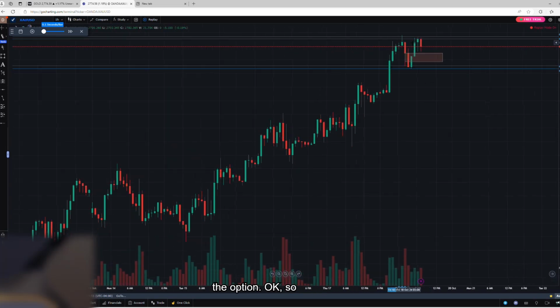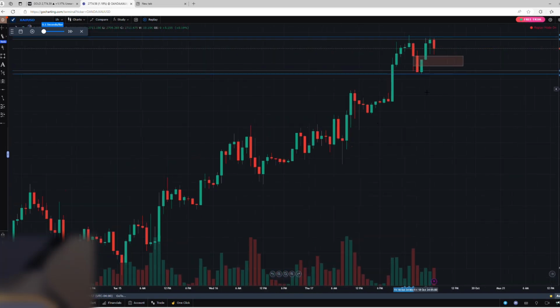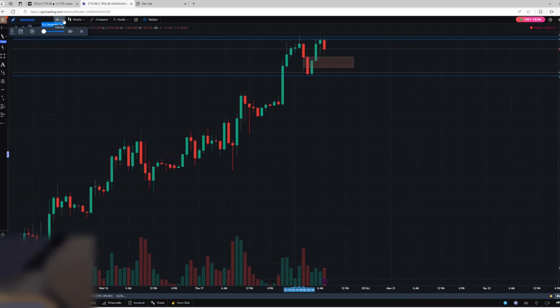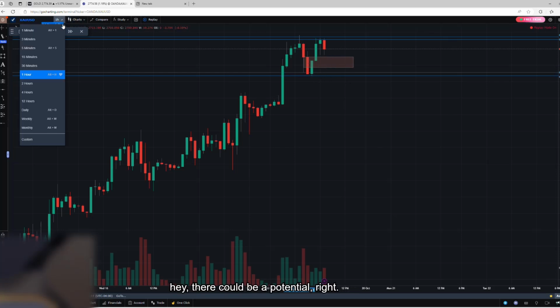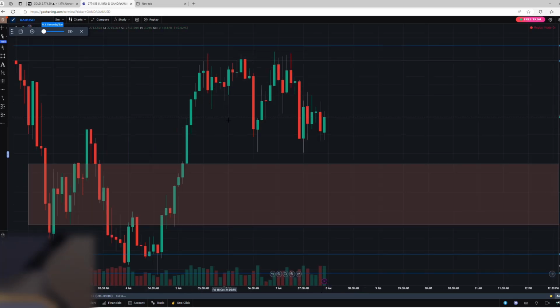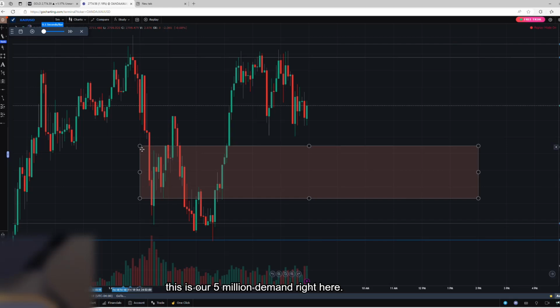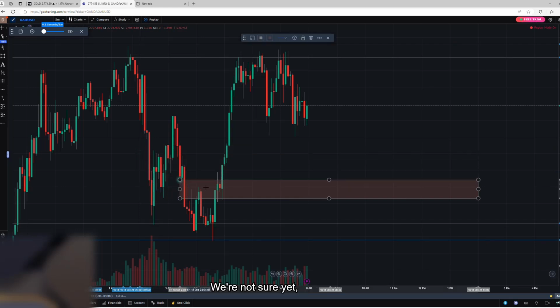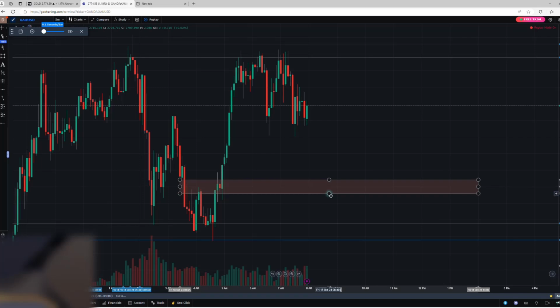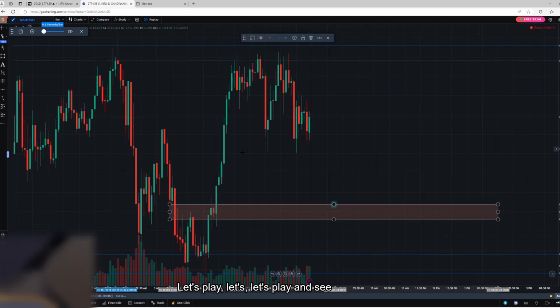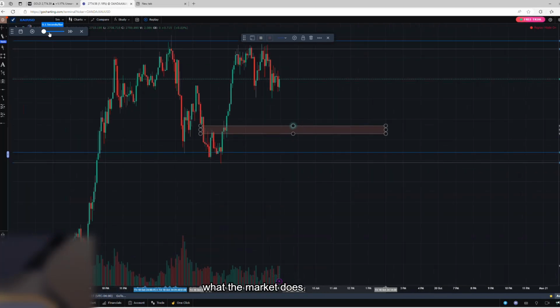Also, when we look here, we see that the market is in an uptrend. So that's a confirmation that we should be looking for a buy because there is support below here and there is demand on the 5 minutes here. So, hey, there could be a potential, right? So let's adjust this. This is our 5-minute demand right here. We're not sure yet, but let's see what the market does. Let's play and see what the market does.